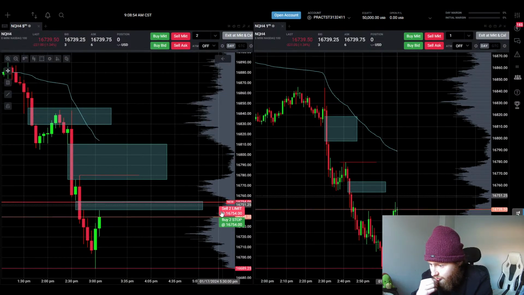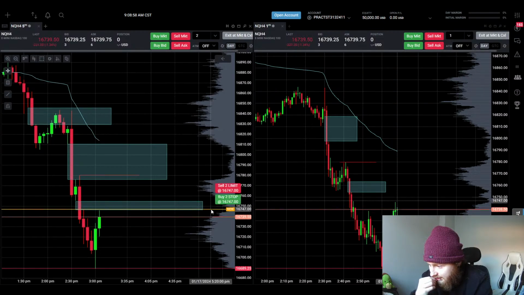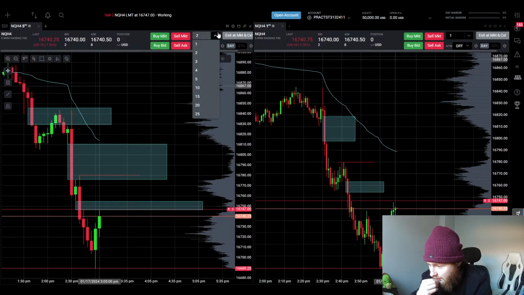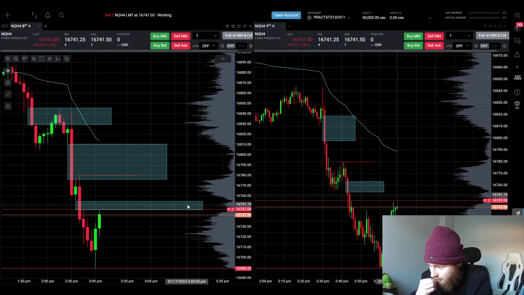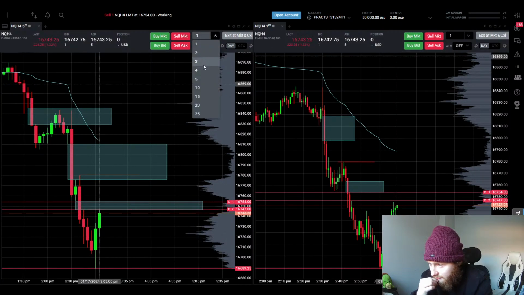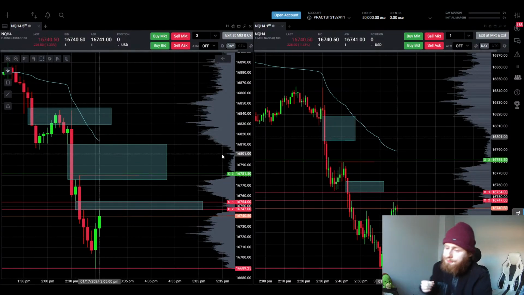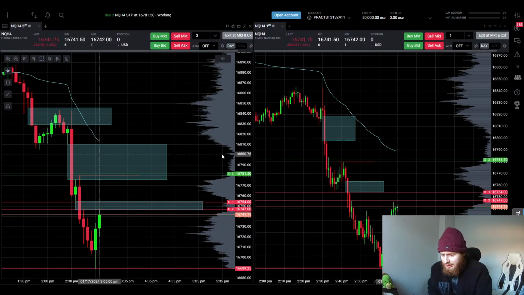Actually, I'm going to go with 2 contracts at the start of the gap, and then 1 contract at the end of the gap. And then our free buy stop will be about this high. That's what we're going for. Hopefully we get in.